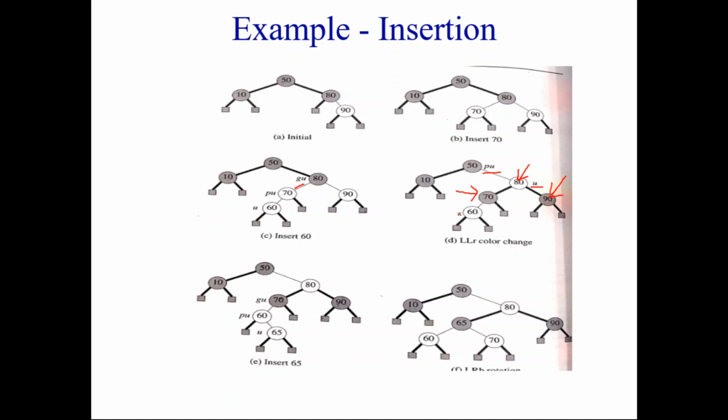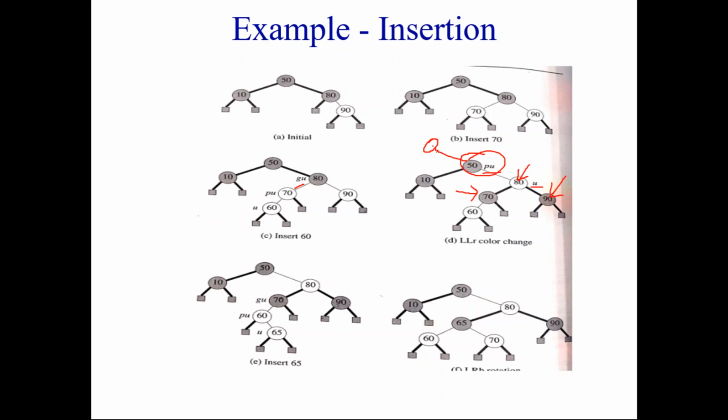If this is u and this is pu, with this you can stop, because pu is the root node. If pu is the root node, surely it will be black, it cannot be red. But suppose there is another node on top of this. In that case this can be a red node.